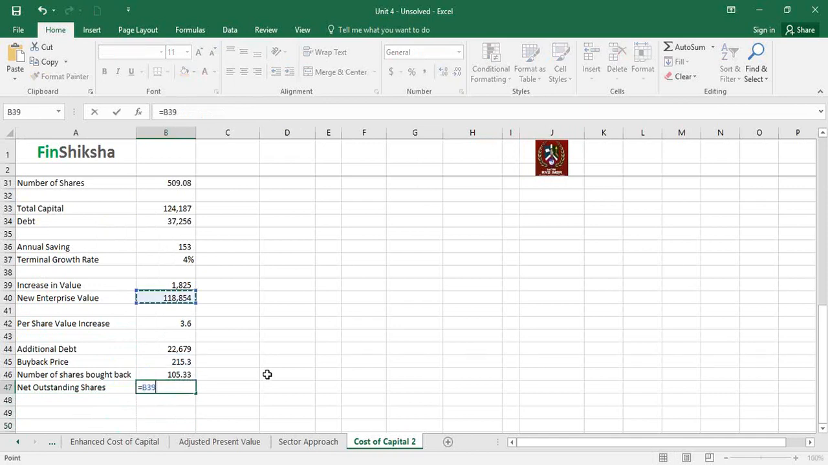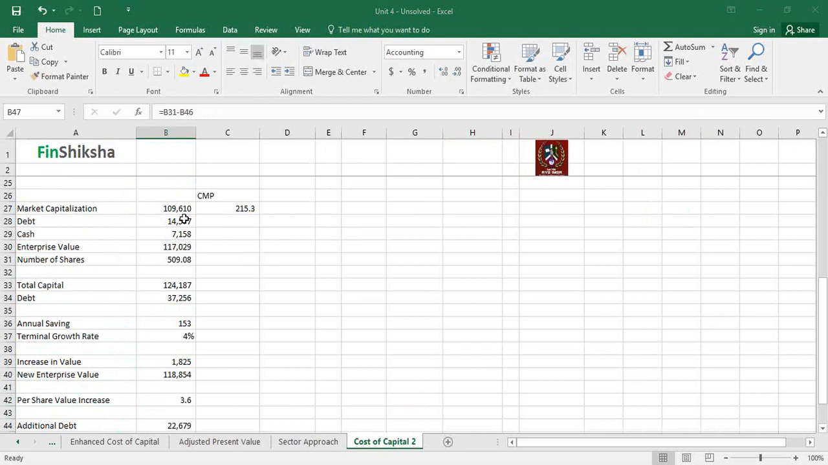That's going to be the existing number of shares, 509 million, minus what you've already bought back. So 403.75 is what is outstanding, right? How do I arrive at the share price? Remember, we have the enterprise value. We also have the debt. We also know the cash, because cash was fixed, right? Cash was available here. So that's my cash number. So we know cash. We know the new enterprise value. We know the new debt.